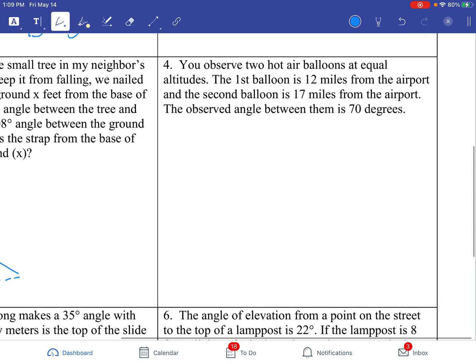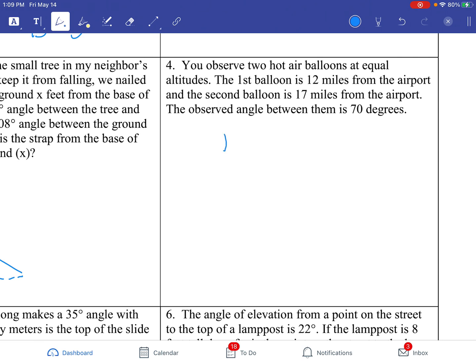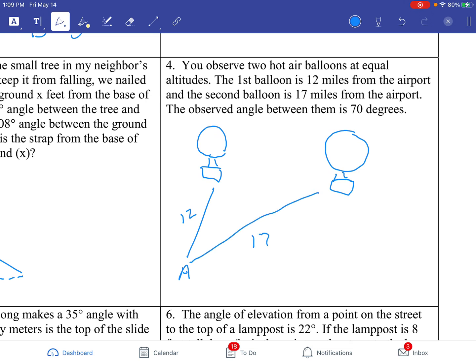You observe 2 hot air balloons at equal altitude. So here's a hot air balloon with a basket. Here's another one with a basket. Here's our airport. It says the first balloon is 12 miles from the airport. The second is 17 miles from the airport. The observed angle between them is 70 degrees. There we go. Again, there is our picture.